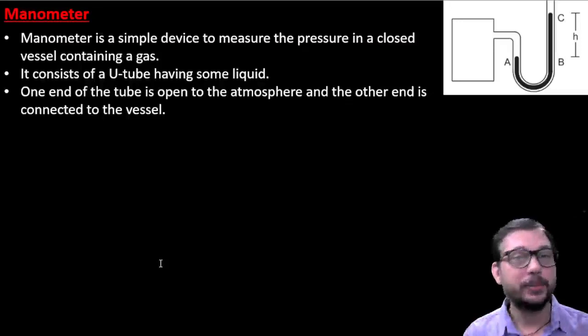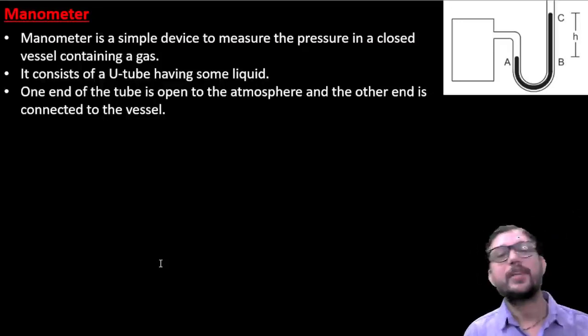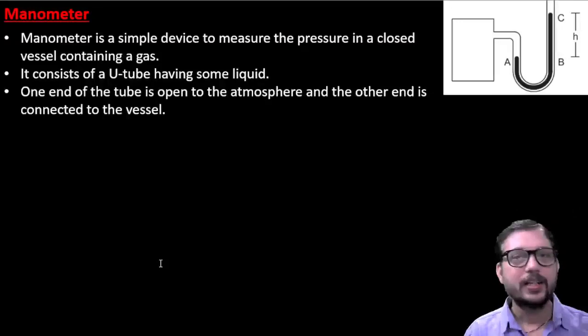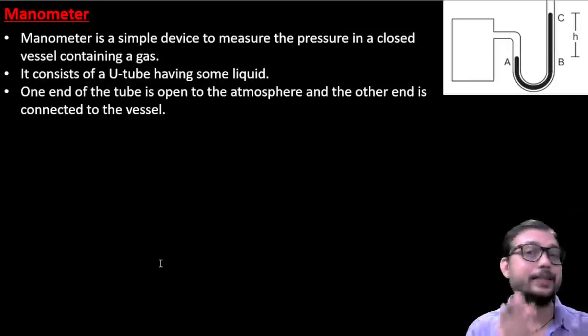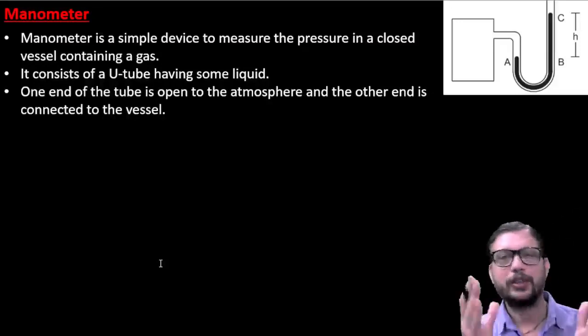In that particular chapter, we have a new topic for you, and the topic is manometer. What is manometer? In the previous lecture, we discussed the barometer. As you know, the barometer was invented by Torricelli, and here we have a new device, and the device name is manometer. What is a manometer, how does it work, and what is its purpose, we will discuss in this lecture. So, let's get started.